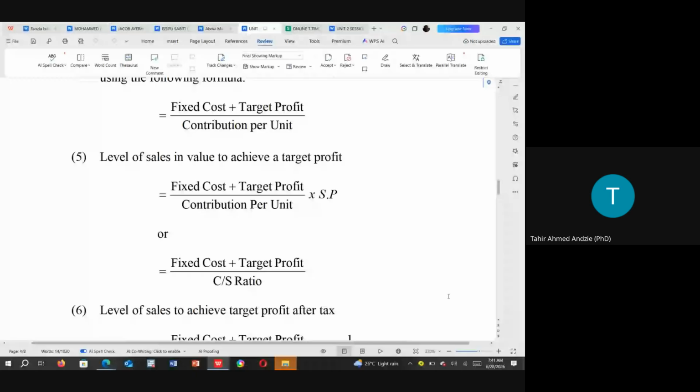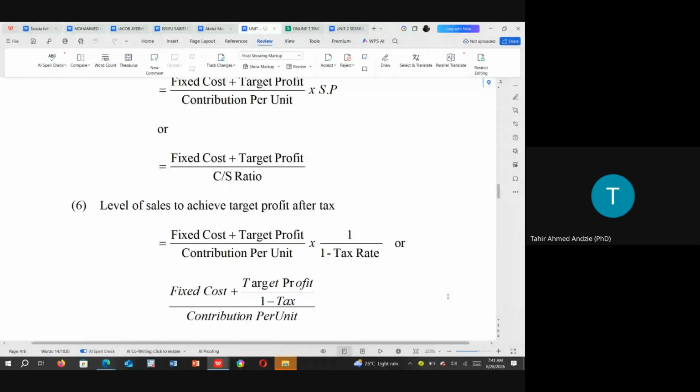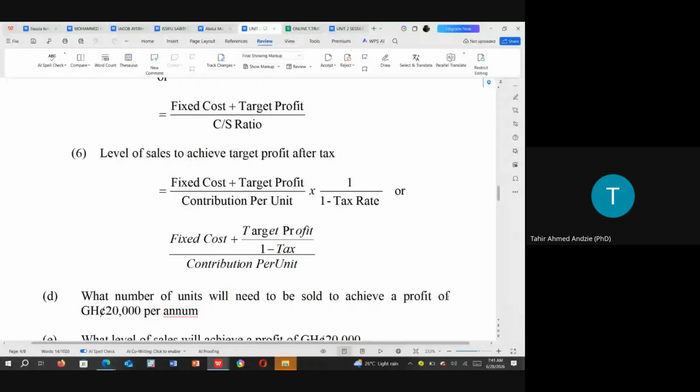You can multiply the quantity to be sold in order to make a given target profit by the selling price. Or you can also obtain that by dividing the fixed cost plus the target profit by the contribution margin ratio. Here, the contribution margin ratio should be in decimal, right? Not in percentage. We can also look at the level of sales to achieve a given target profit after tax.